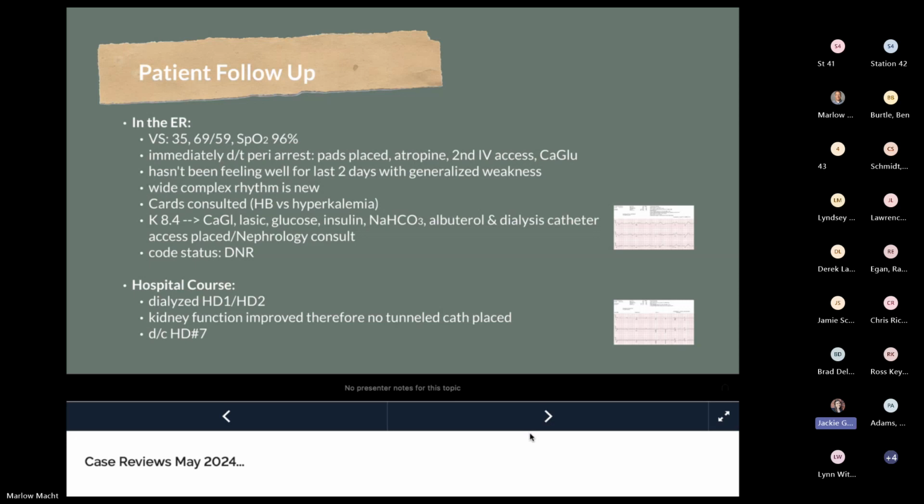The ER doc had brought this case to my attention as she said this was probably one of the sickest patients that she's ever seen, and that her code status was DNR. So in the midst of her potentially arresting from her hyperkalemia, she had to figure out if she even wanted to be treated for this hyperkalemia, or did not want to pass away from this potentially reversible cause.